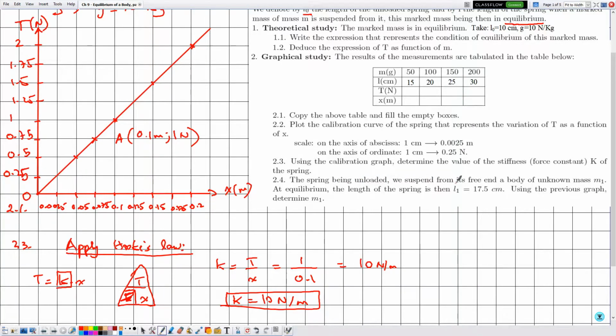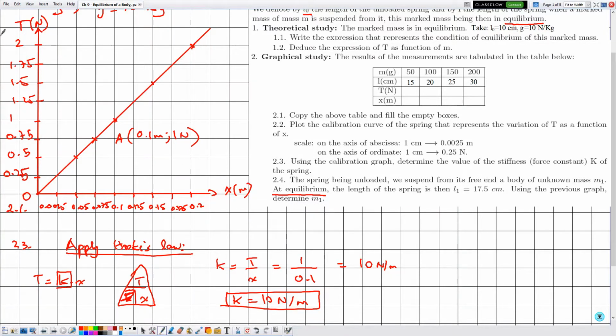Now, 2.4, the spring being unloaded, we remove this mass. We suspend from its free end a body of unknown mass m1 at equilibrium. The length of the spring is then L1, given by 17.5 centimeters. Using this previous graph, determine m1. Then we need to use the graph in order to determine the value of m1.